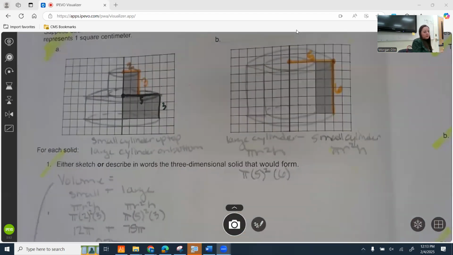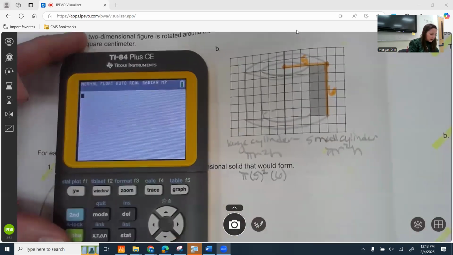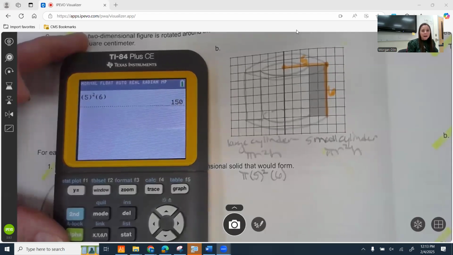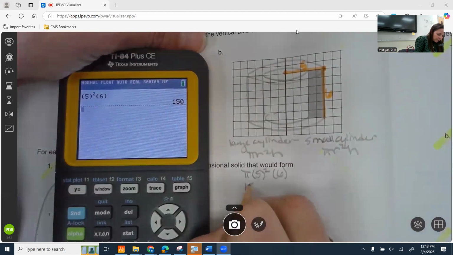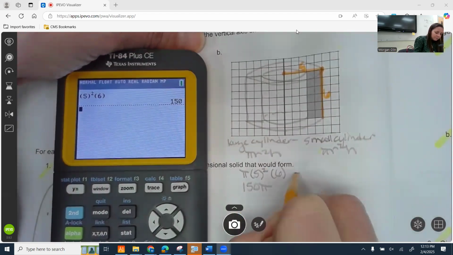Now I am going to throw this in my calculator just to kind of reiterate and show you guys. Just plug in the numbers 5 squared times 6. I'm not plugging in pi. So I get 150 pi. Leave pi in your answer. But this time I'm subtracting.